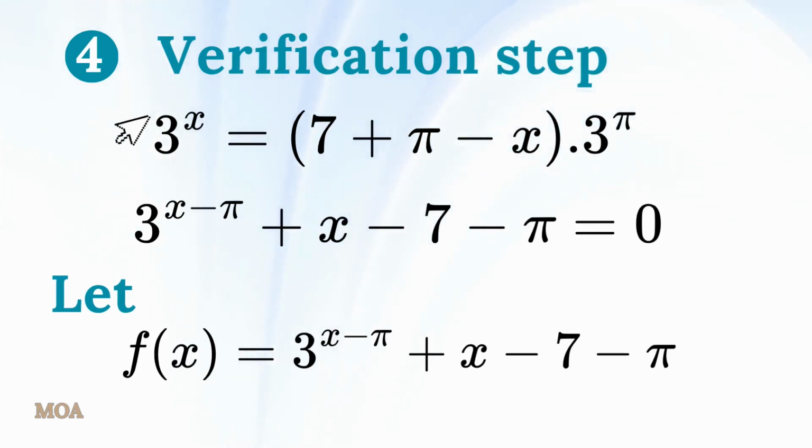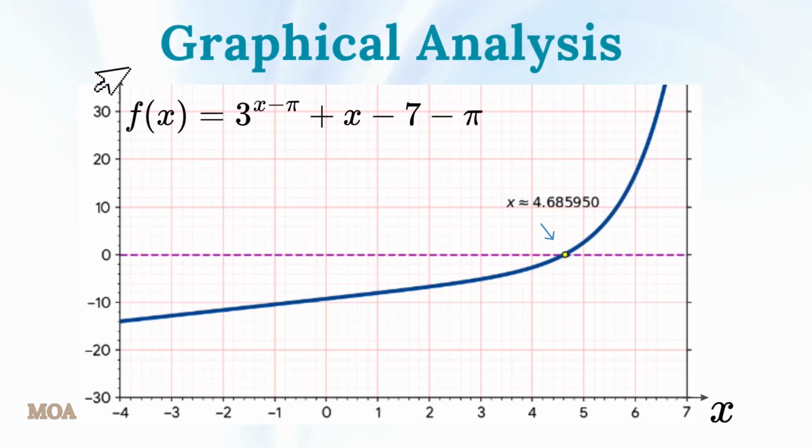Now we arrive at the verification step. Let us return to our previous equation, given by 3 raised to the power of x equals the quantity 7 plus pi minus x times 3 raised to the power of pi, which can be rewritten as 3 raised to the power of the quantity x minus pi plus x minus 7 minus pi equals 0. We now define f of x as 3 raised to the power of the quantity x minus pi plus x minus 7 minus pi. Then, we plot the curve of the function f of x, as shown in the figure on the slide.